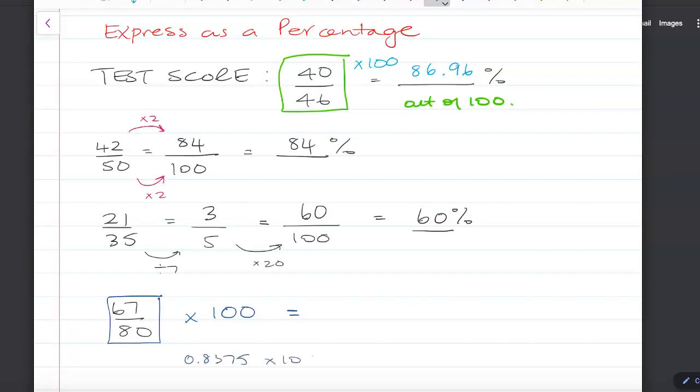So we want to just times that by 100. And timesing by 100, we get 83.75%. So when we want something out of 100, we simply want to times by 100 to increase its size, instead of out of one whole, to out of 100.